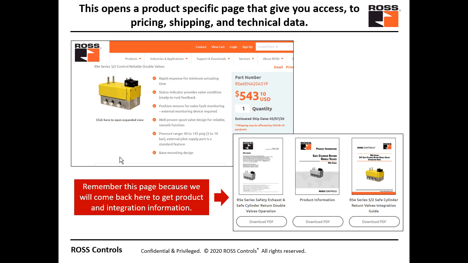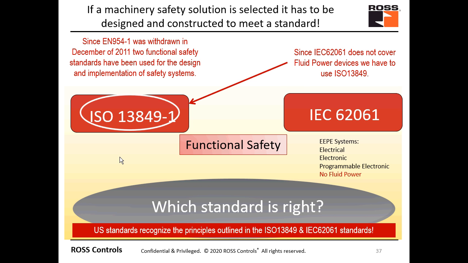If we go ahead and scroll on down and start thinking about, now we have picked the safeguarding solution, it's got to be designed and constructed to meet a standard. I think you remember from session 1, we talked about EN 954 being where categories came from. EN 954 was withdrawn in December of 2011. When something is withdrawn, it can no longer legally be referenced. The only place categories exist today is as a subpart of ISO 13849.